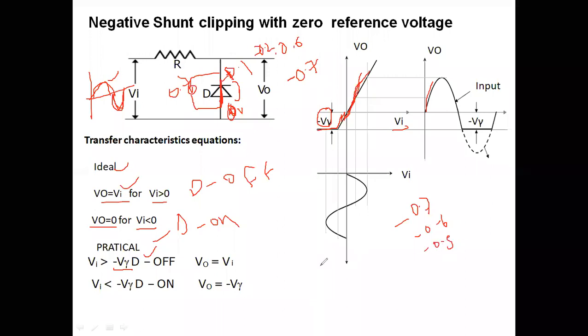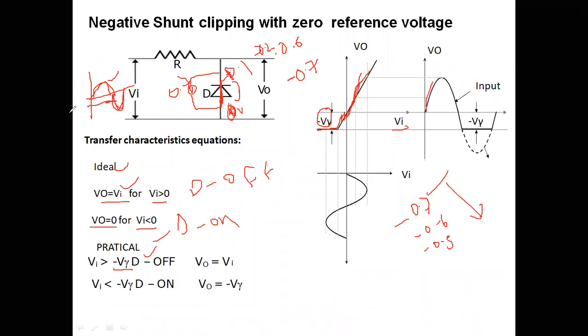Therefore, when the cut-in voltage is greater than 0.7, that means values like 0.6, 0.5 and negative values. When we are applying minus 0.6, minus 0.5, in those cases your diode will be in off state. Your diode will be in the negative cycle, below the cut-in.